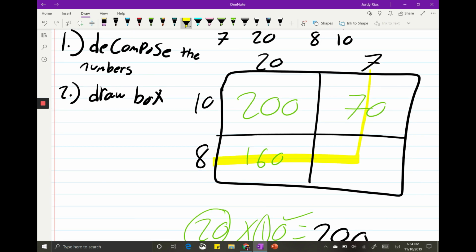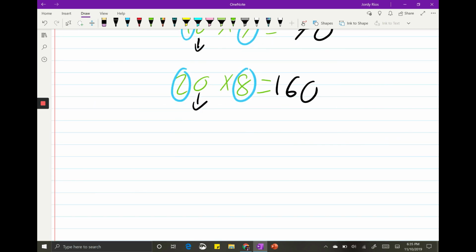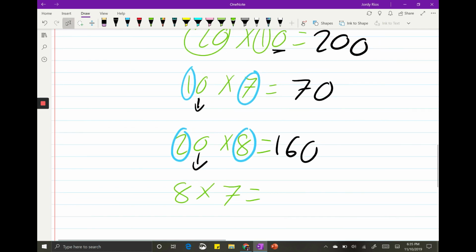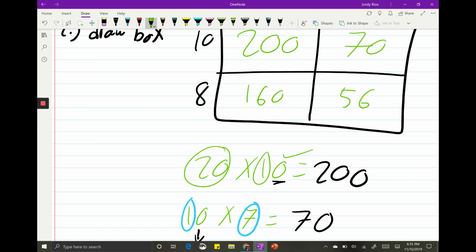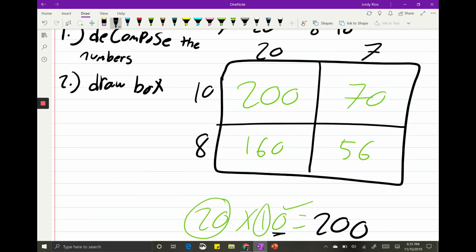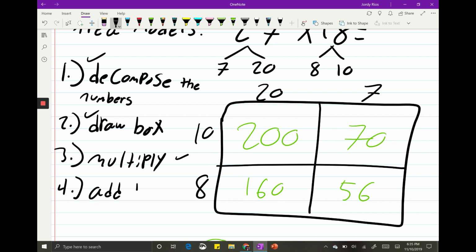8 and 7. So 8 times 7. Again, I am writing everything out because I want to make sure I'm doing the steps correctly. 8 times 7, 56. I have to know my multiples, 8 times 7 is 56. Okay? So, step 1, decompose. Check. Step 2, draw the box. Check. Step 3, multiply. Check. Step 4, add them up.